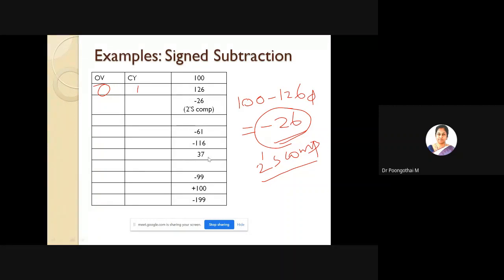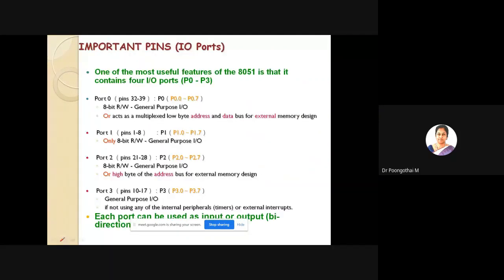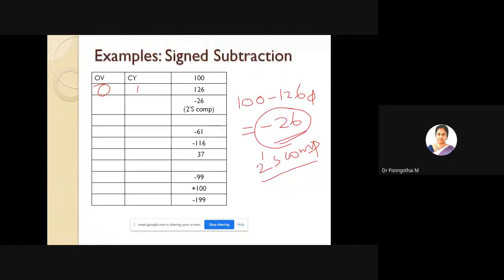Based on the result, the result is within the range. So what about your overflow flag status now? The overflow flag status is 0. And what about carry? Carry is 0. So the carry is 0 to indicate that the result is in true form. There is no need of 2's complement operation. So the result is in true form. Okay, is it clear now?